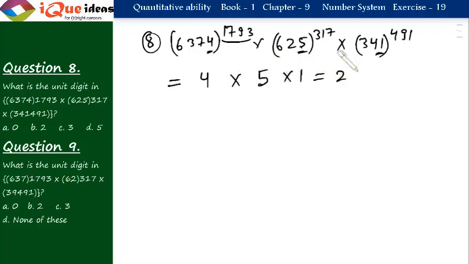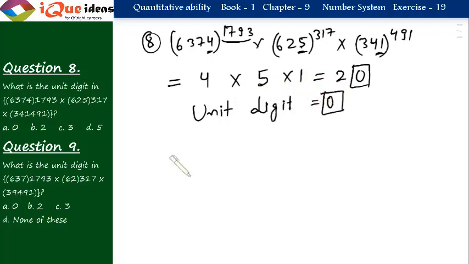Now 4 into 5 into 1 is 20. So unit digit is 0. So our answer of the question would be 0. Alright, just be careful in looking for the options. Okay, so if you are asked the unit digit, focus only on the unit digit.